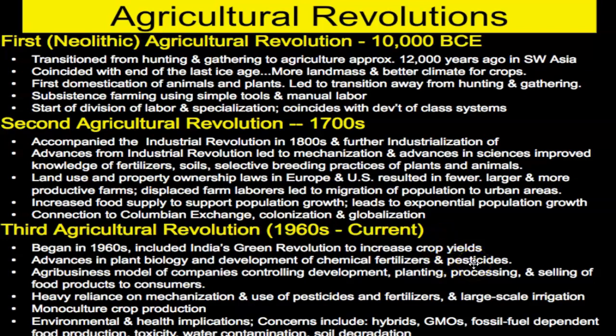Now we're looking at the third wave of the agricultural revolution. This is from the 1960s to current times. Beginning in the 1960s, it would include the Green Revolution, yielding more crops, and also advancements in plant biology and the development of chemical fertilizers and pesticides, the agribusiness model of companies controlling development, planting, processing, and selling of food products to consumers, and a heavy reliance on mechanization and the use of pesticides, fertilizers, and large-scale irrigation. You also have crop production environmental and health implications.